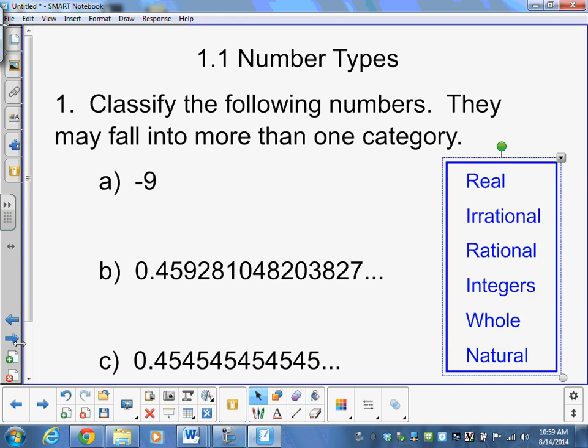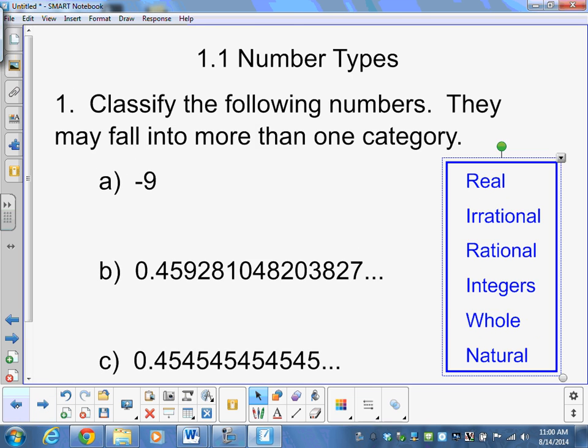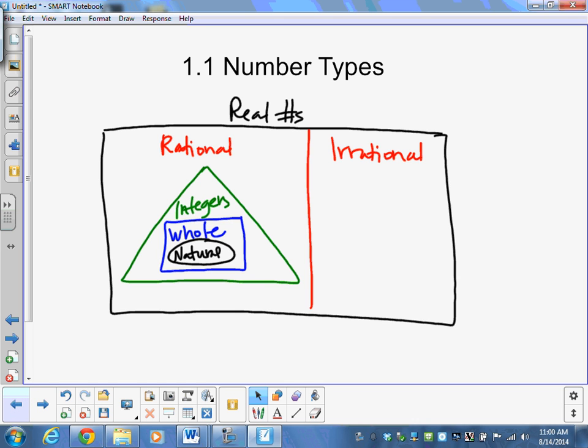So we want to classify the following numbers. And again, they can fall into more than one category. If we look at the number -9, we first decide if it's rational or irrational. -9 can be written as a fraction if we put it over 1, which makes it rational. So we know it's somewhere over here. Okay, we know it's rational. Is it also an integer? Yeah, because it's negative and it's not a fraction or decimal. Is it whole? Nope, it's not whole because integers are the only numbers that include negative numbers.